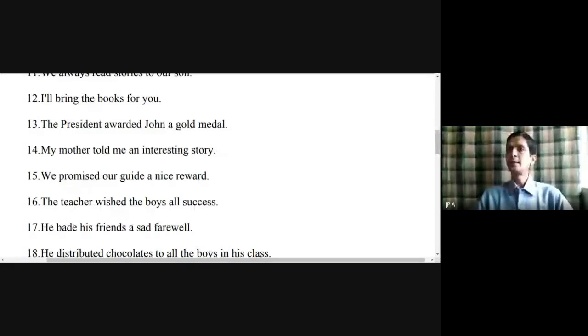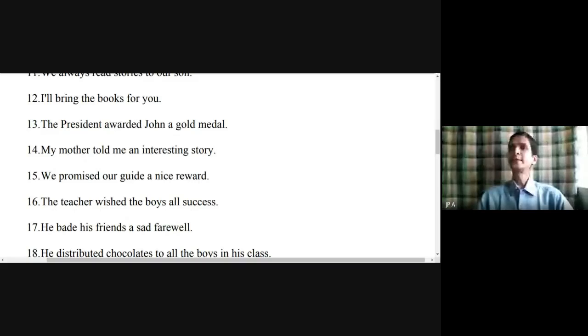സോ യെസ്, ബെയ്ഡ്. ബെയ്ഡ് വാട്ട്? എ സാഡ് ഫെയർവെൽ. യെസ്, സാഡ് ഫെയർവെൽ. എ സാഡ് ഫെയർവെൽ. മൂന്ന് വാക്കും കൂടിയിട്ടുള്ളതാണ് ഡയറക്റ്റ് ഒബ്ജക്റ്റ്. ഇൻഡയറക്റ്റ് ഒബ്ജക്റ്റ് ഈസ് ഹിസ് ഫ്രണ്ട്സ്. ഹിസ് ഫ്രണ്ട്സ്. വെരി ഗുഡ്. He bade his friends a sad farewell. A sad farewell is the direct object and his friends is the indirect object. Okay.